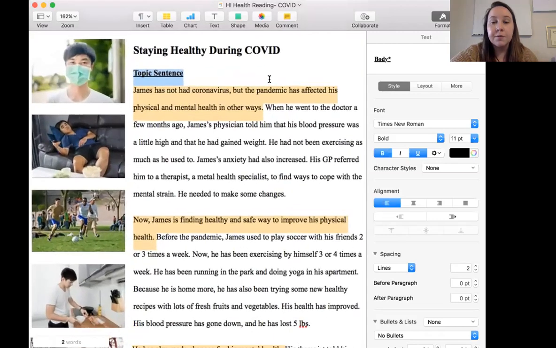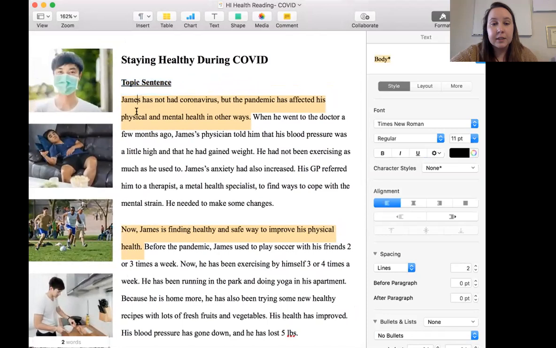So if we look at the first paragraph, the topic sentence says, James has not had coronavirus, but the pandemic has affected his physical and mental health in other ways. So we know that this first paragraph is going to talk about how the pandemic affected James's health. So both his physical health and his mental health. This paragraph will tell us how his health has changed during the pandemic.